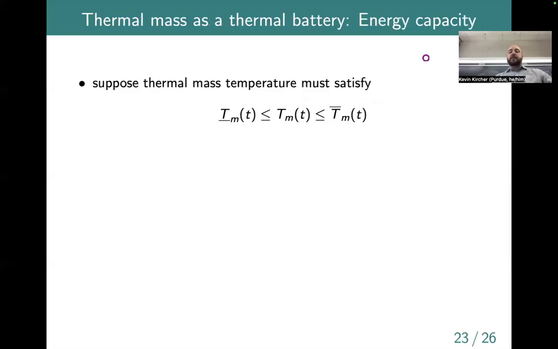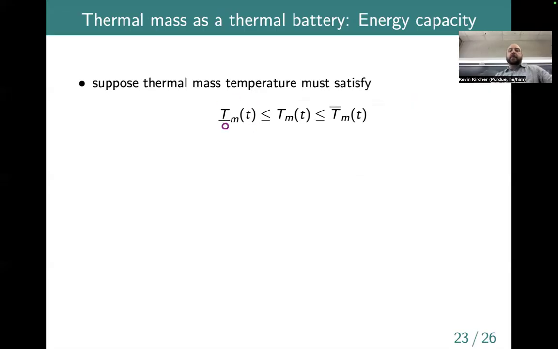Okay, so then we can do the same calculations on the energy and the power capacities. So here the temperature limits on the thermal mass are not quite so clearly defined. It makes sense that there are limits on the indoor temperature because that's what determines how comfortable or uncomfortable people are. And you can get a sense for what those should be.